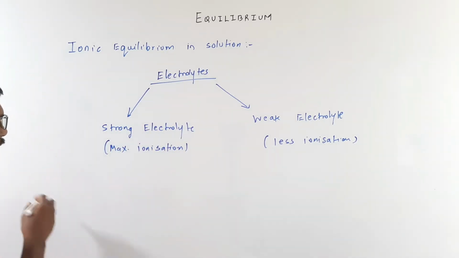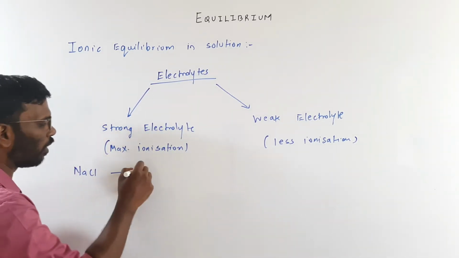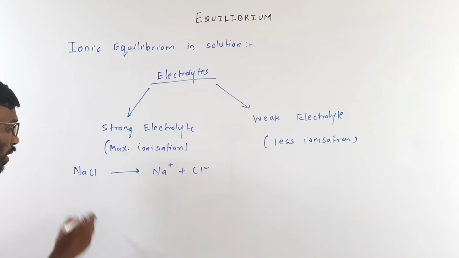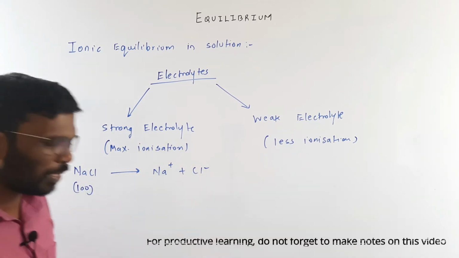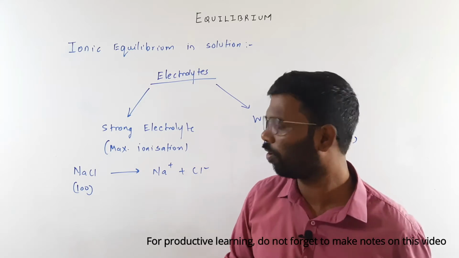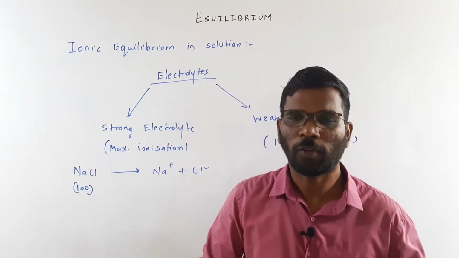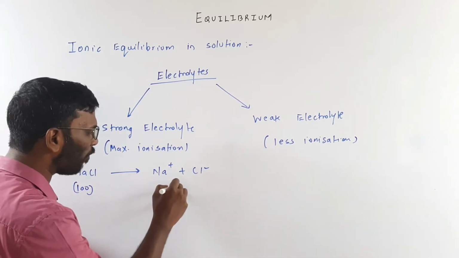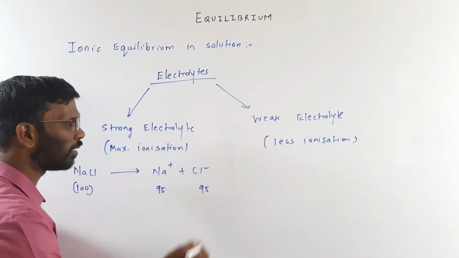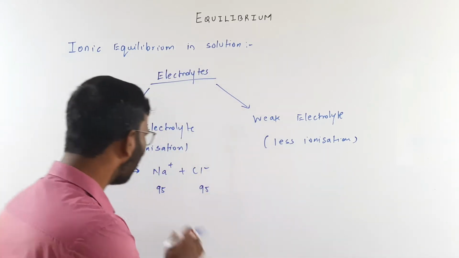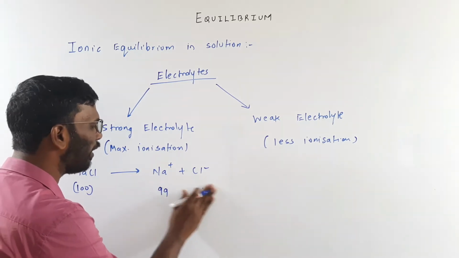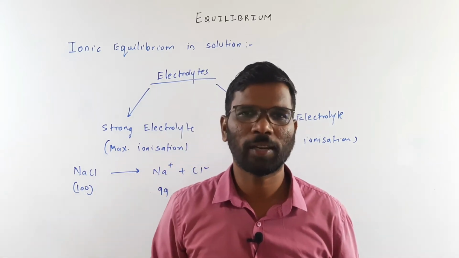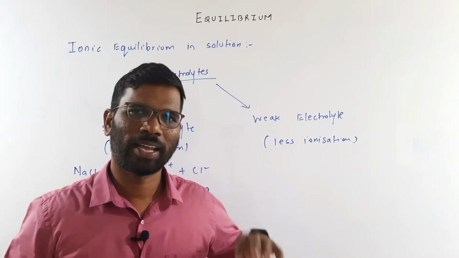If I give you an example, NaCl, and if I put this into water, what I am going to get is Na plus and Cl minus. This is how it is going to split. If I take 100 molecules of NaCl for simplicity and put this into water, out of 100, 95 molecules will split, meaning I will get 95 Na plus and 95 Cl minus, remaining 5. Or I can take 99, let's take maximum ionization. 99 molecules out of 100 are going to split as Na plus and Cl minus, and one molecule is going to stay as NaCl only.